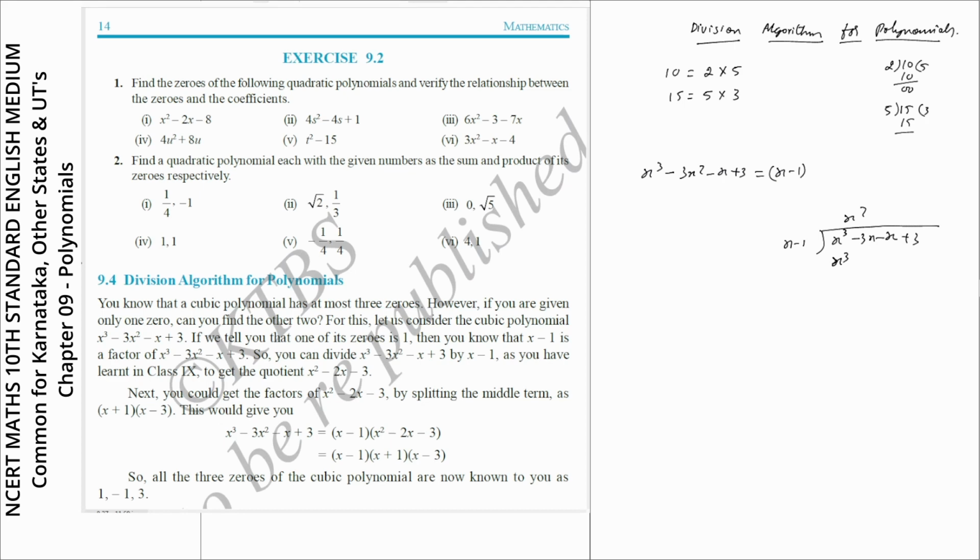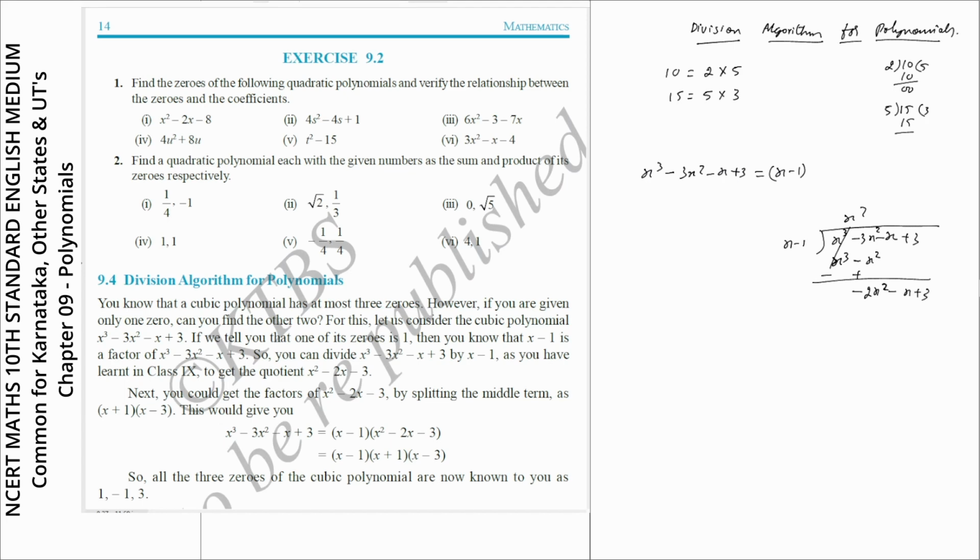and minus 1 into x square is minus x square. So here now I should subtract, so I'll change its sign. So this x cube will get cancelled. Minus 3x square plus x square is minus 2x square. So minus x plus 3 is remaining.